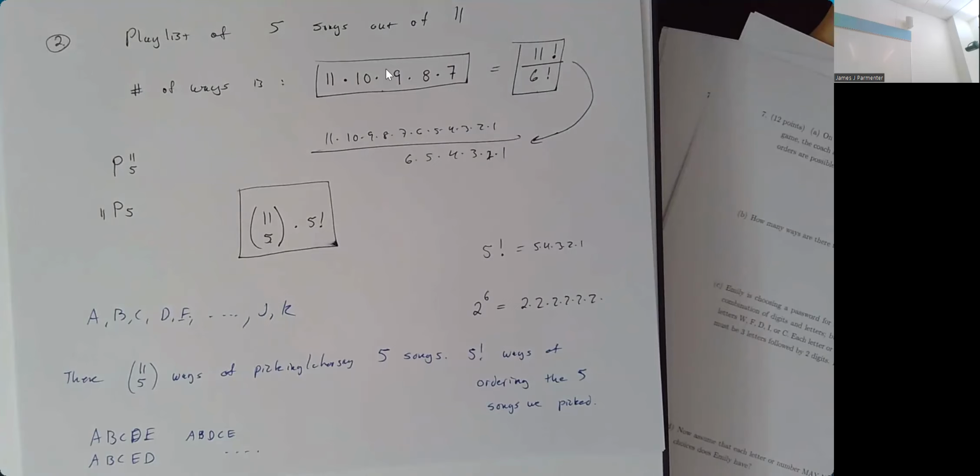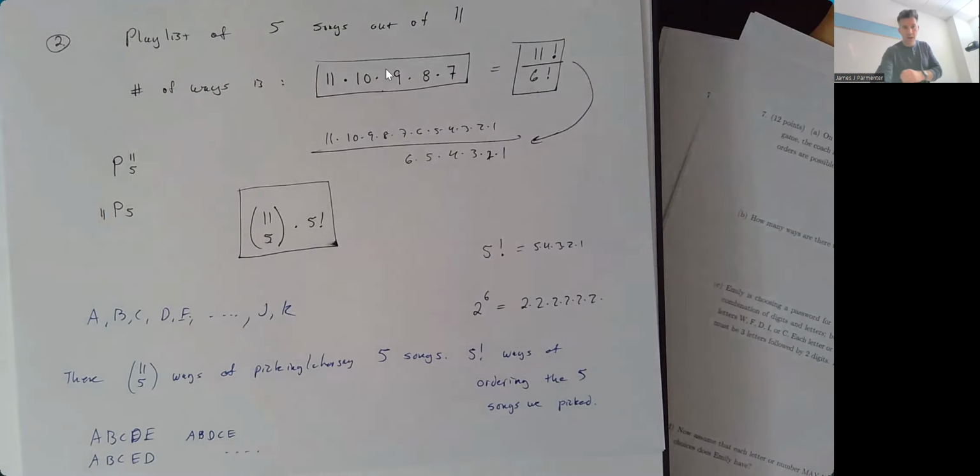So what I'm saying is, for the first song, I've got 11 to pick from. How many choices do I have? 11. I've picked one song. Now for the second song, after I've already picked one song, how many choices do I have for the next song? And then for the third song, and then for the fourth, and then for the fifth, I have 7. So that's the way I'm imagining this.